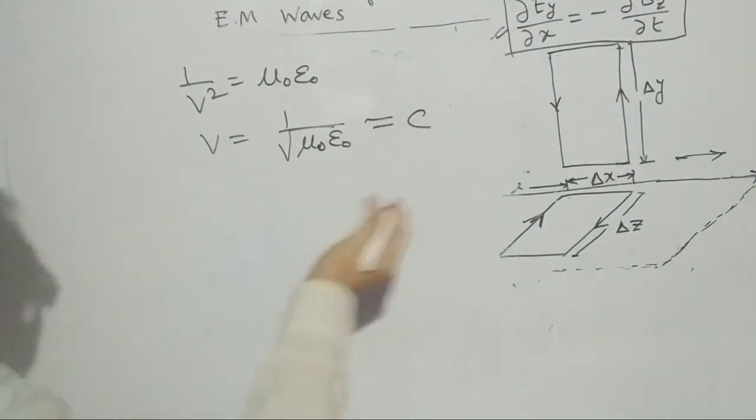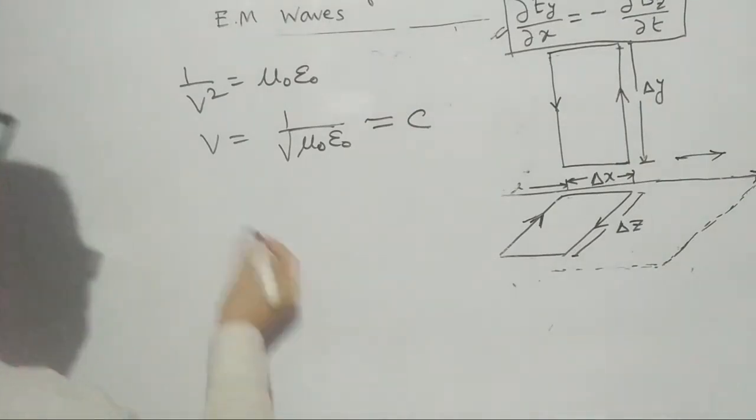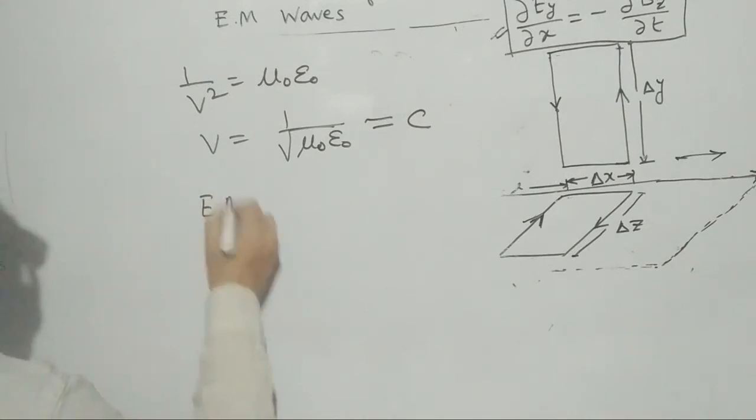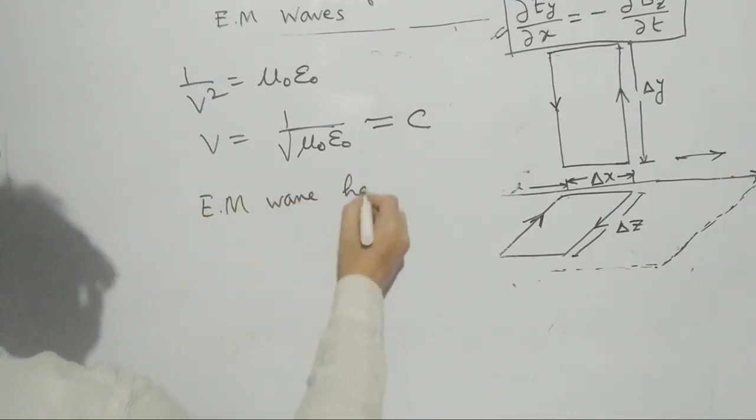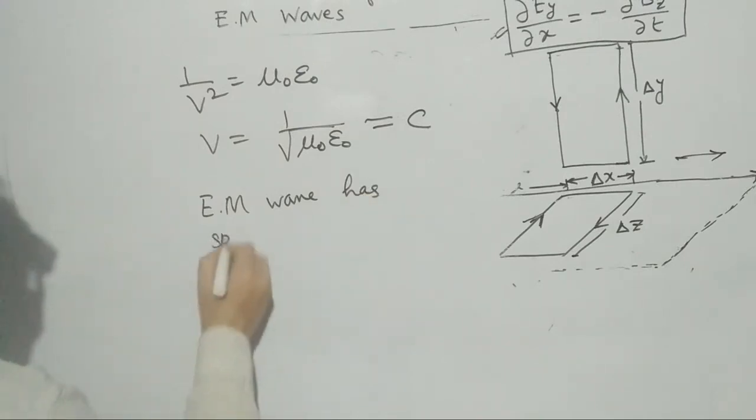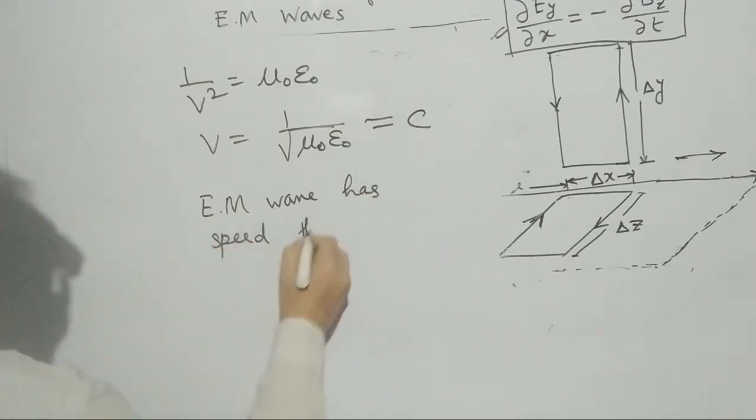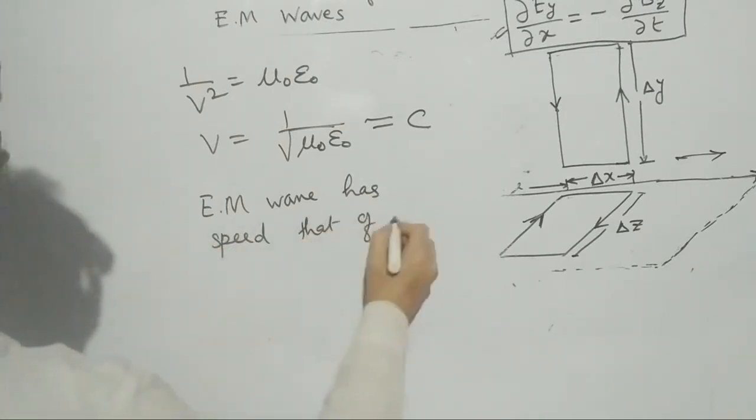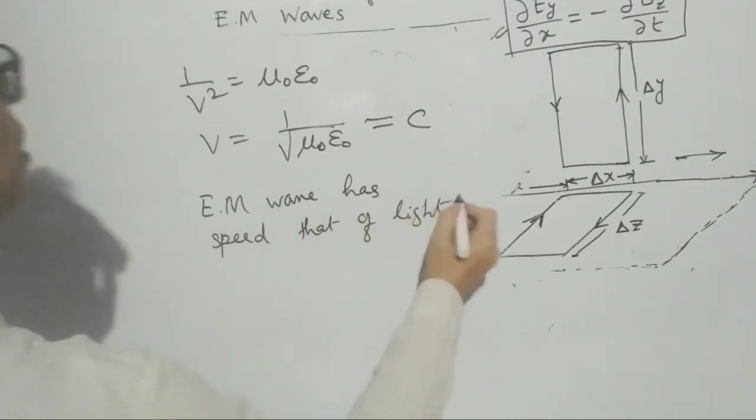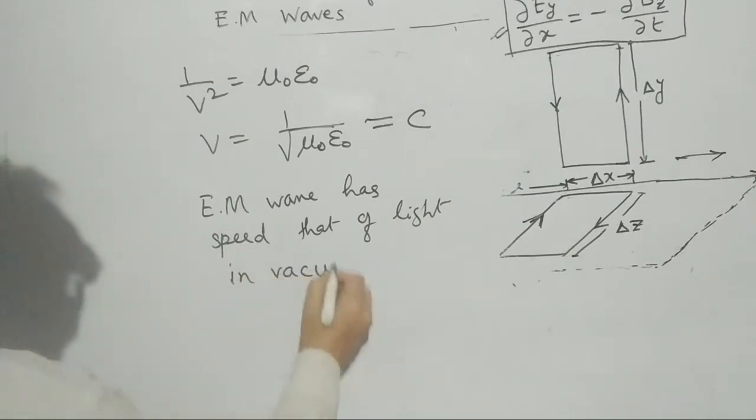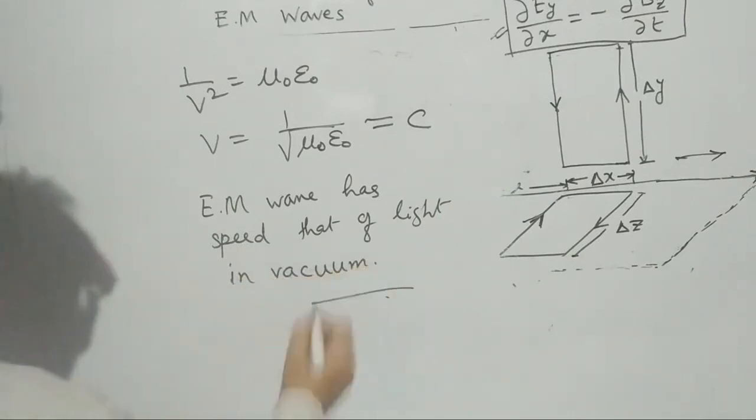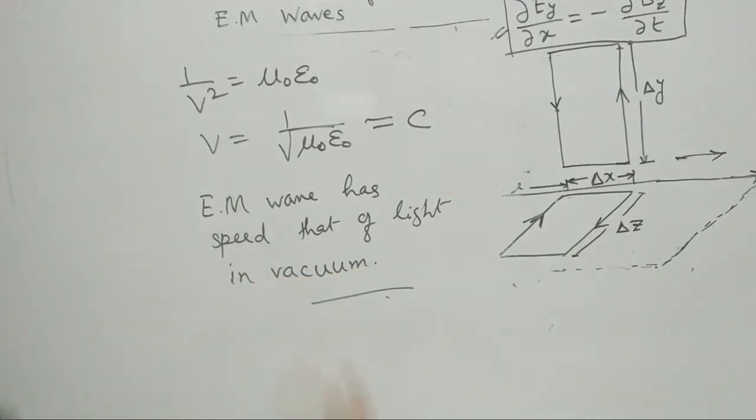Okay. So that's why what we can say, that electromagnetic wave has speed that of light in vacuum. So this is basically the proof of Maxwell.